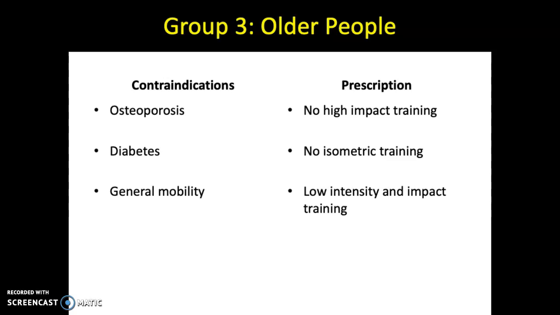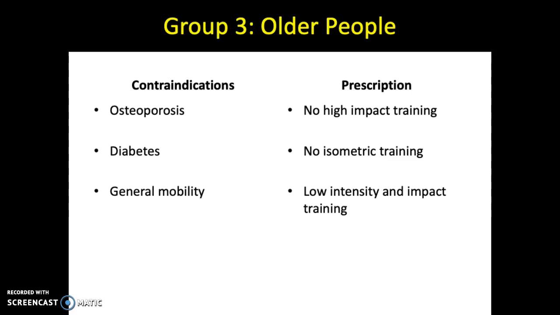The next contraindication would be diabetes, as past dietary problems could have caught up with them, and this can lead to high blood pressure and sugar levels, which could lead to diabetes. The final contraindication is general mobility. This is because older people generally have lower levels of flexibility and lower muscle mass, meaning that they have a lower level of mobility.